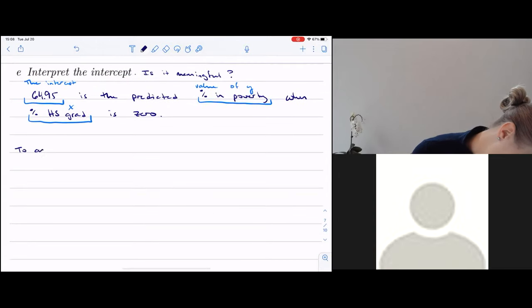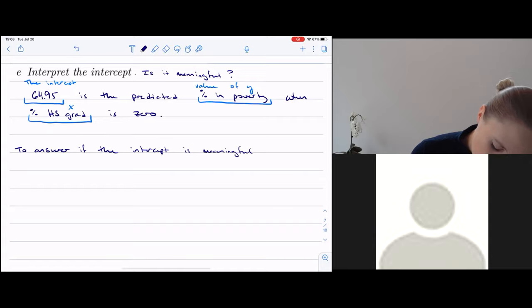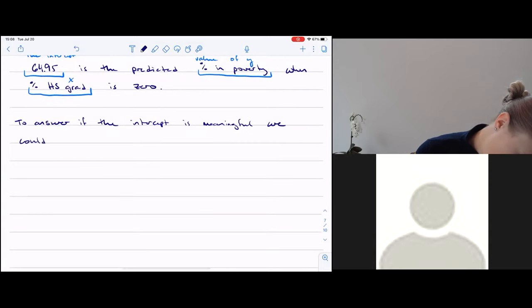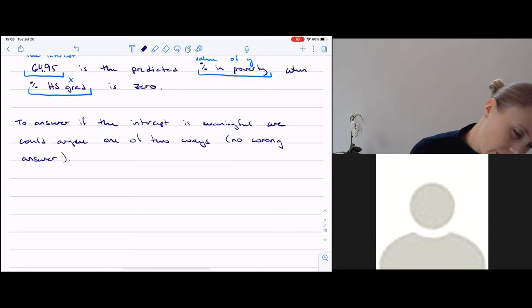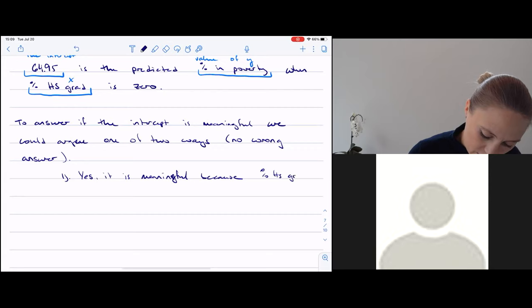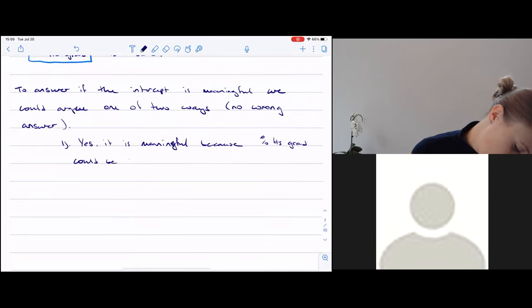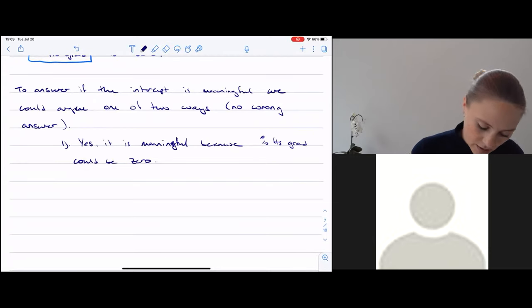To answer if the intercept is meaningful, we could argue one of two ways. No wrong answer, right? As long as you argue it properly, okay? So the first one is yes, it is meaningful because percentage of high school grads could be zero. That's your first option, right?